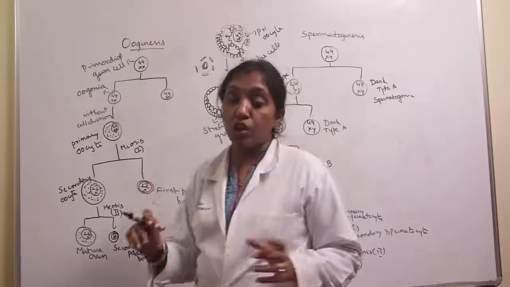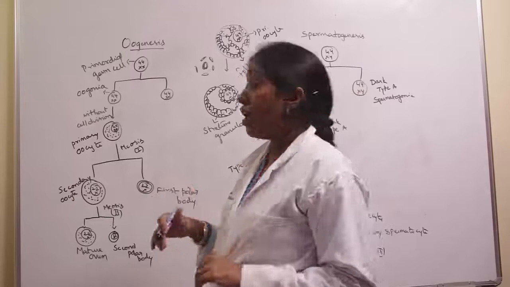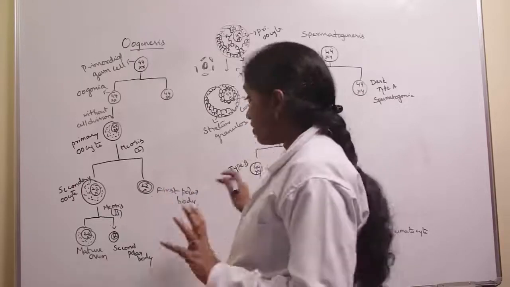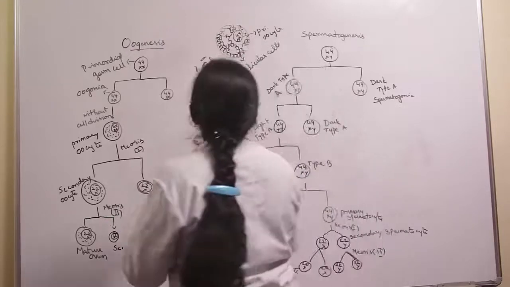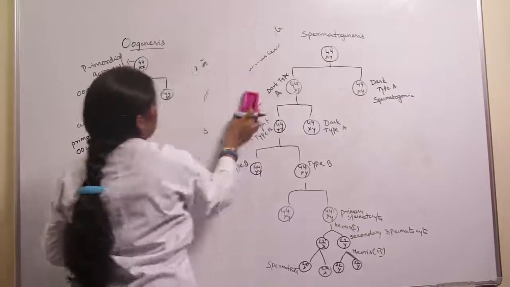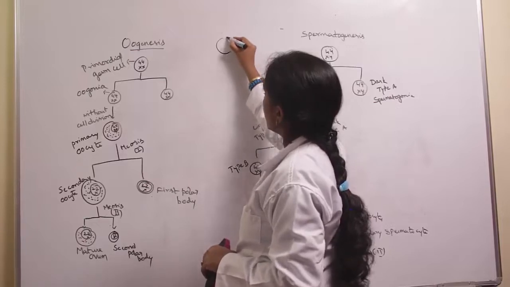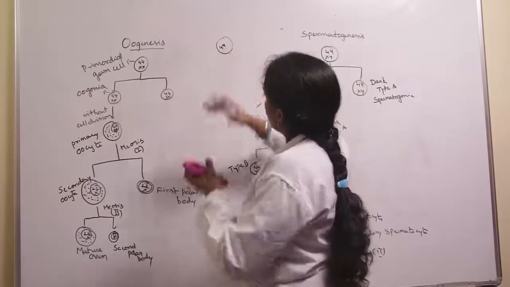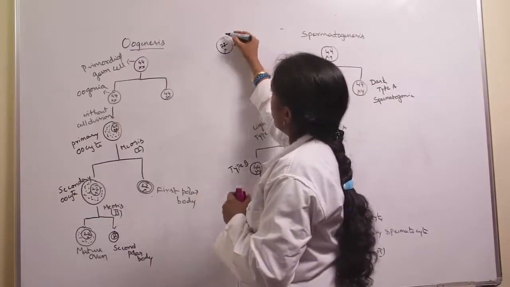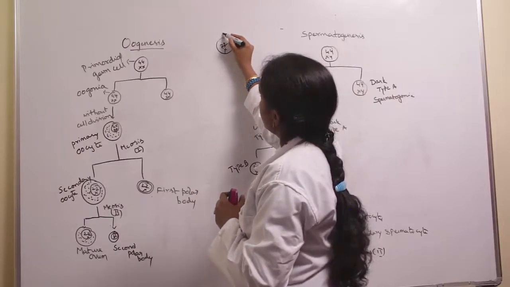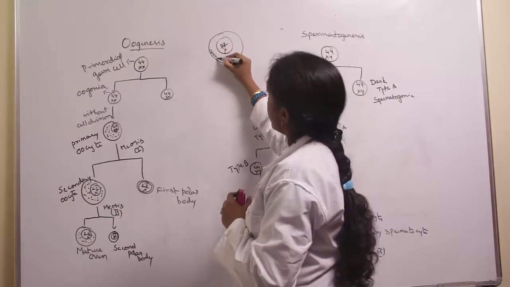And coming to ovulation, ovulation means release of the secondary oocyte from the Graafian follicle. Now we will draw the structure of the Graafian follicle. So this is the secondary oocyte, surrounded by a layer of follicular cells.